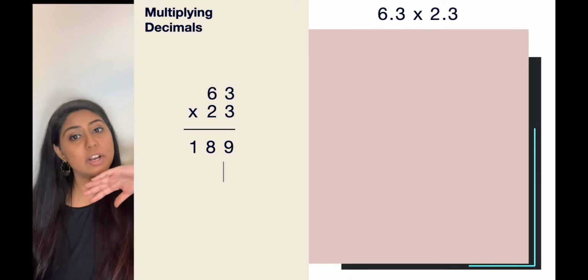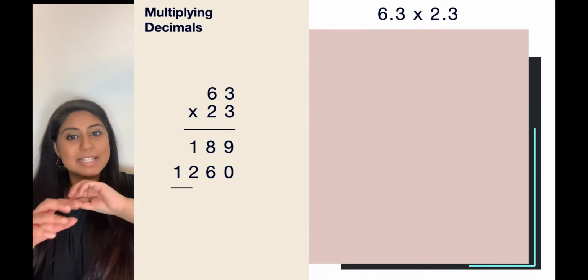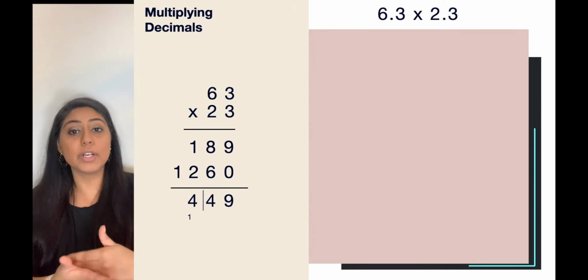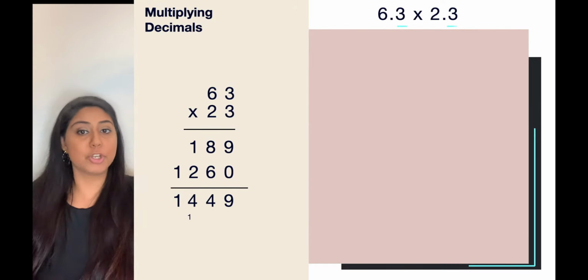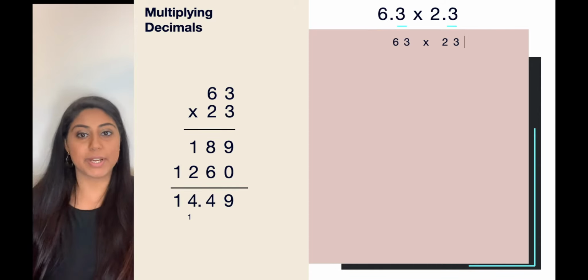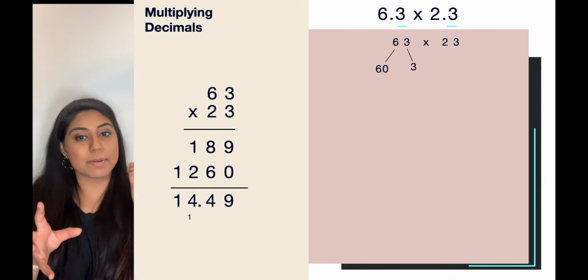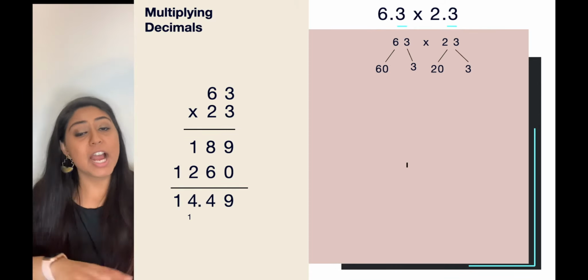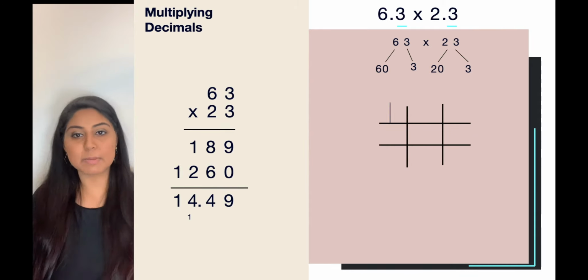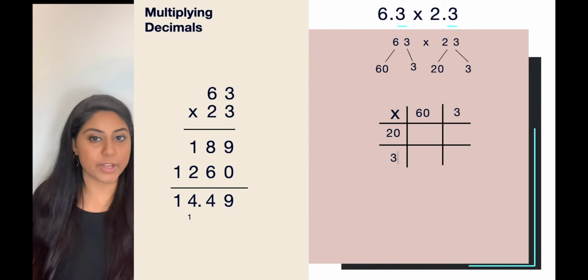And we can use our knowledge that we learned earlier of place value to help manipulate our answer so it reflects what it would be if it was in fact 6.3 times 2.3 instead of 63 times 23. But the whole idea is 63 times 23 is so much easier to work out. And you can do this any way you choose. You can do long multiplication or grid method or any other way you prefer.